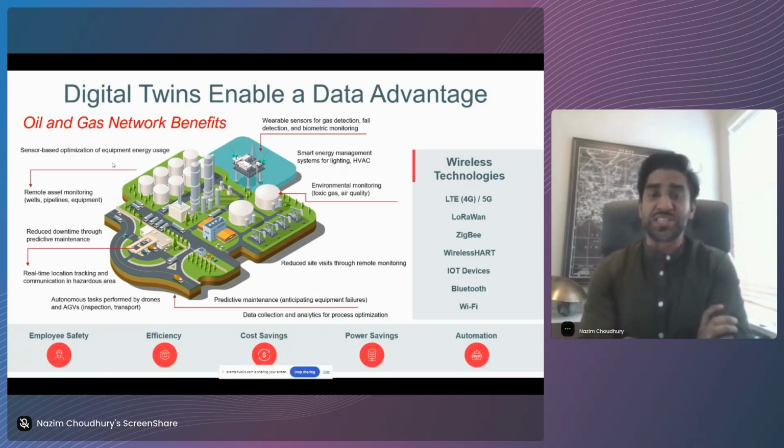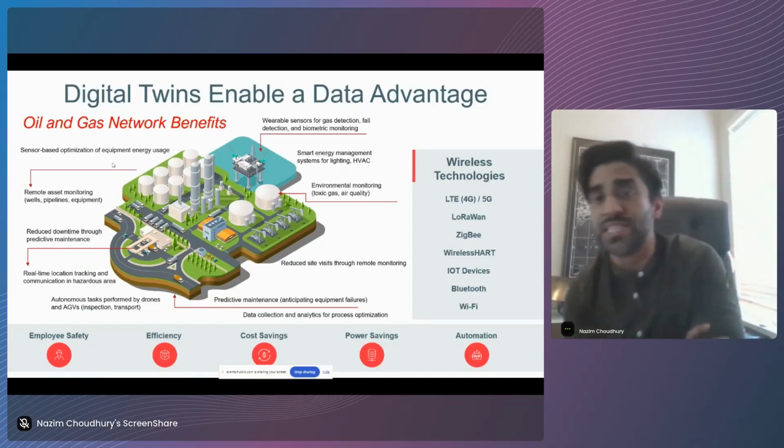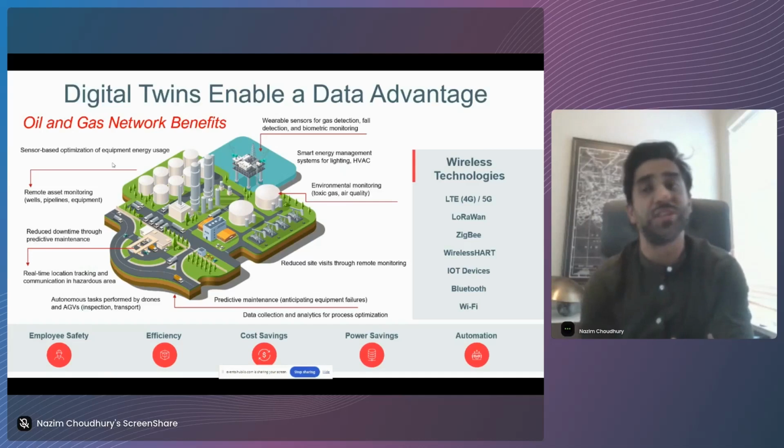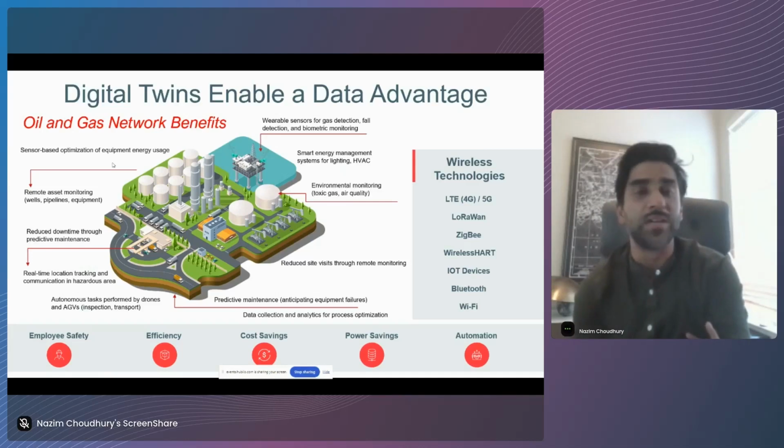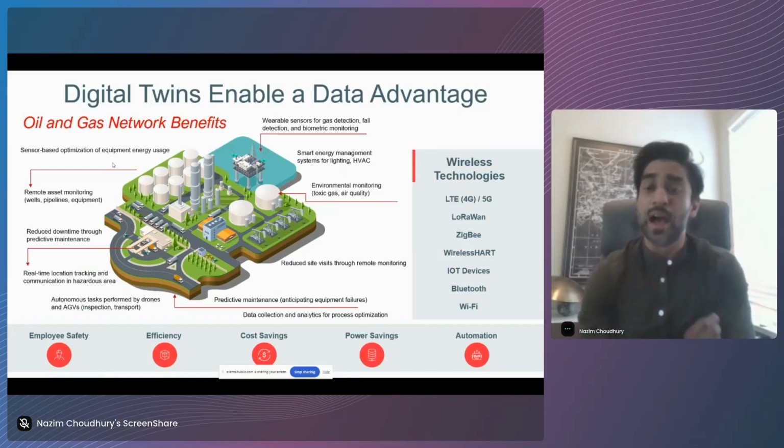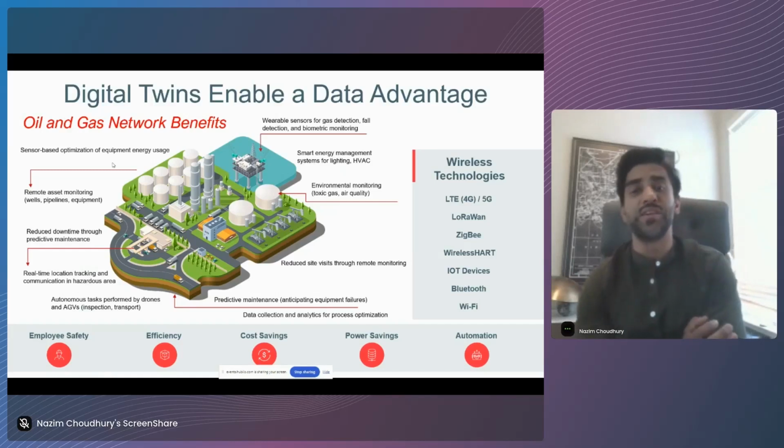So these are just some of the benefits you could have in oil and gas, and I'll go through some of them, like thinking about sensor-based optimization for energy consumption, remote asset monitoring, making sure everything is working properly, reduce downtime through predictive maintenance, location tracking and communication in hazardous areas. A very big one is autonomous vehicles.